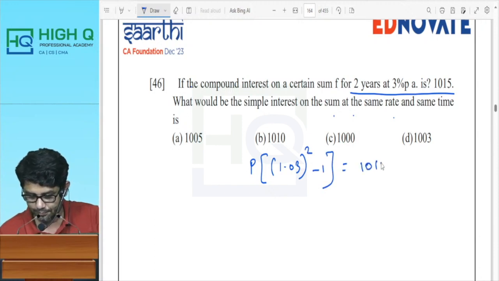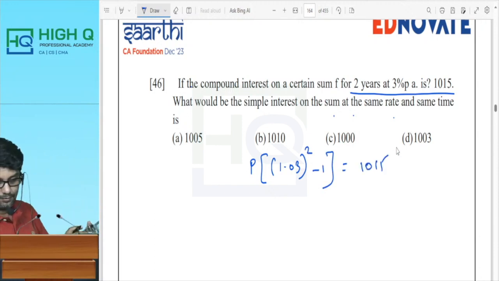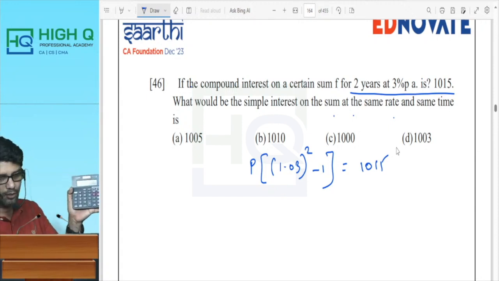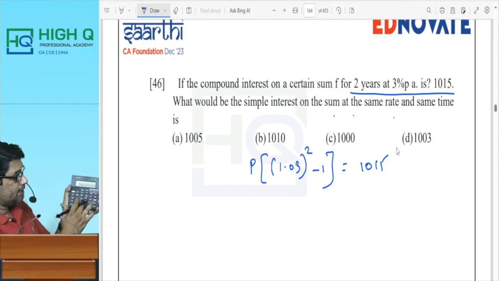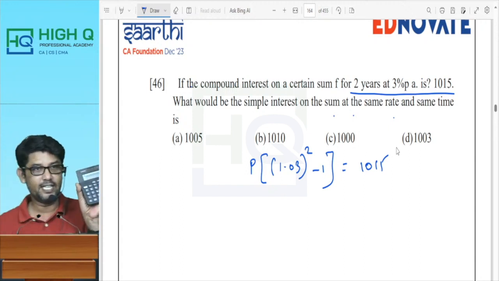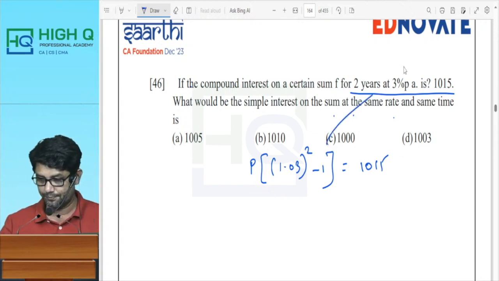Okay, so 1.03 squared minus 1, divided by that, into 1015. 16,666 something. Okay, you don't bother about it. Continuously you can find out the simple interest: into 3% into 2. 999.99, which is nothing but 1000. Option C.